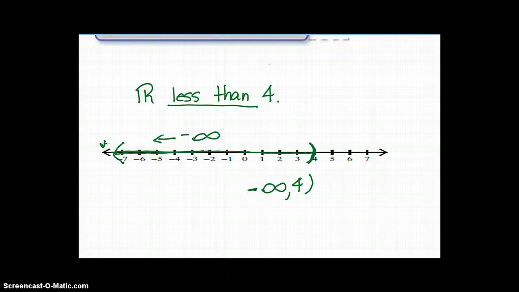Now, here's where we have to decide. Do we use a bracket or do we use a parenthesis? Well, in order to use a bracket, we need a spot where we can include it in our graph. And there is no way for us to actually put a dot on infinity. So we're going to close that with a parenthesis.